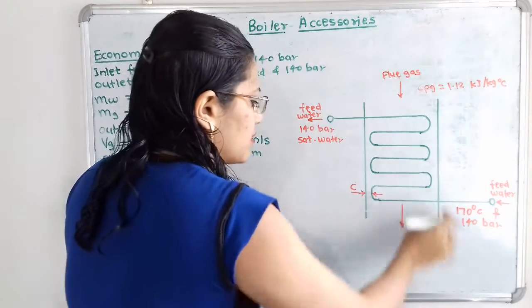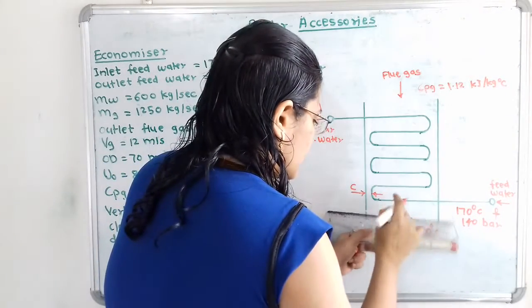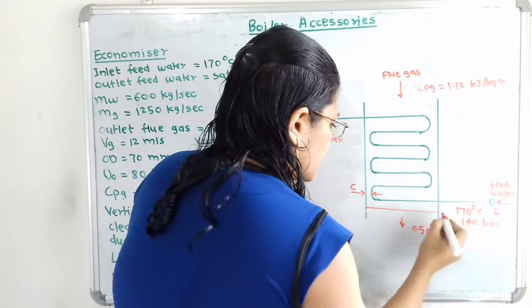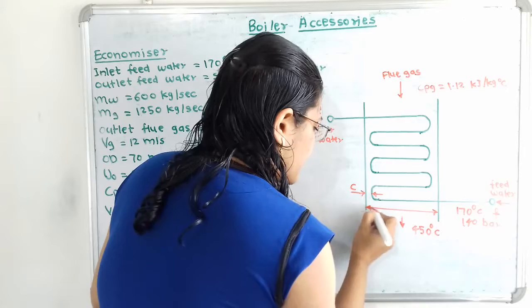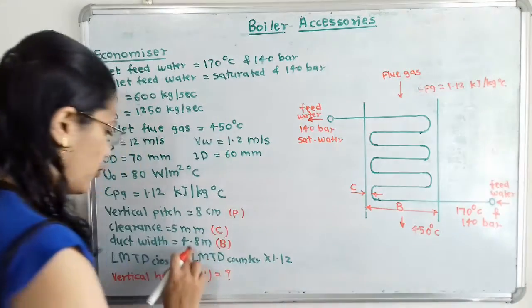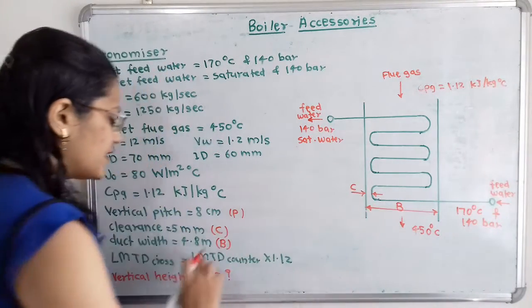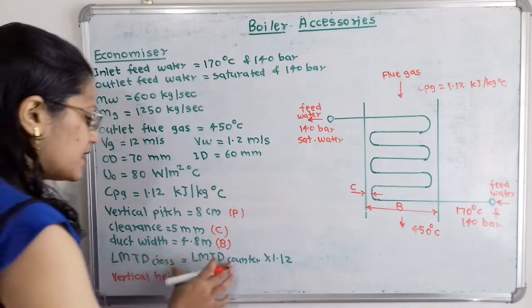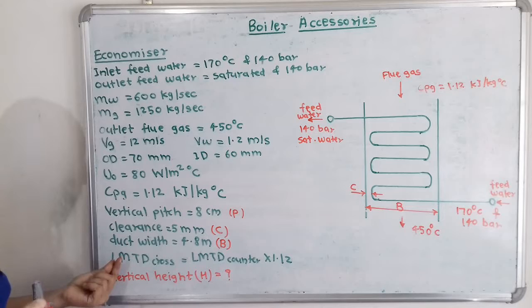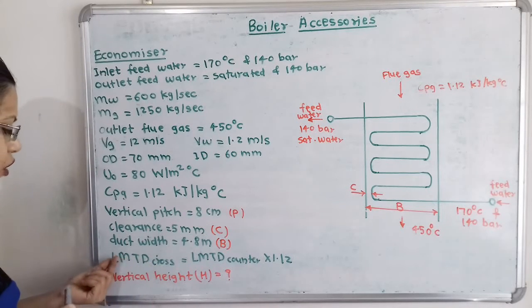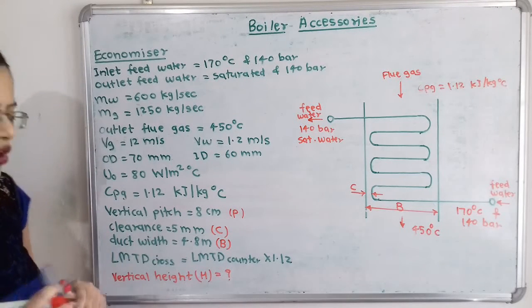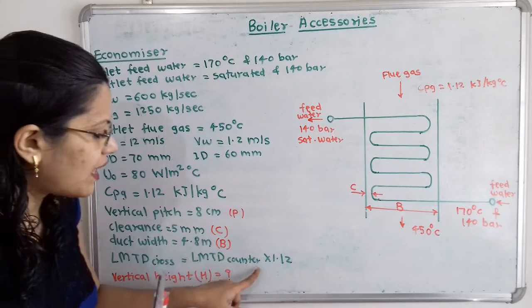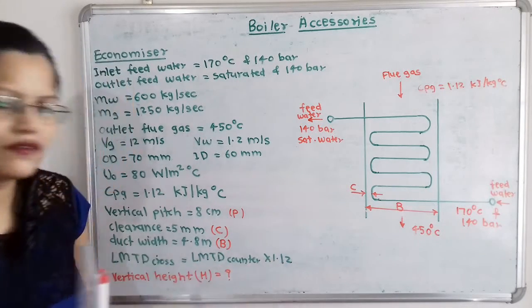So this is the duct and this is the total width. So I will mention this as B, and it is given 4.8 meter, and this is the clearance, that is 5 millimeter. Then a condition is given, that is LMTD cross, the log mean temperature difference of this cross flow, which is equal to LMTD counter multiplied by 1.12.